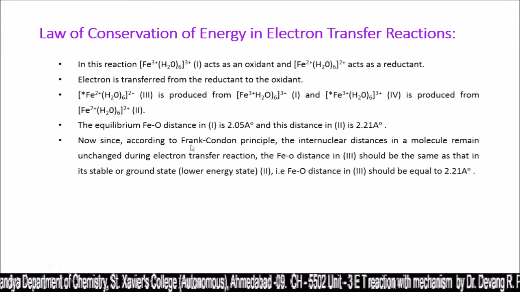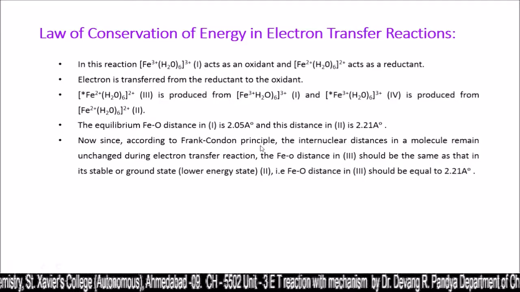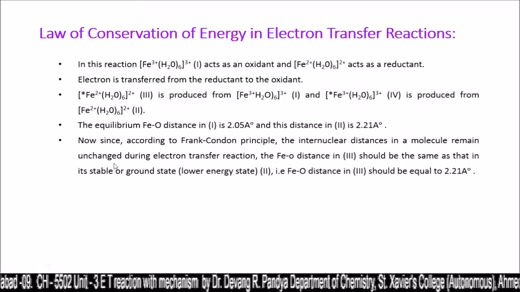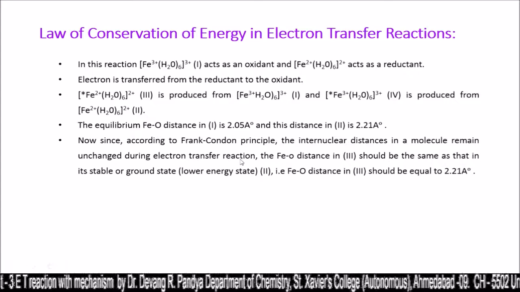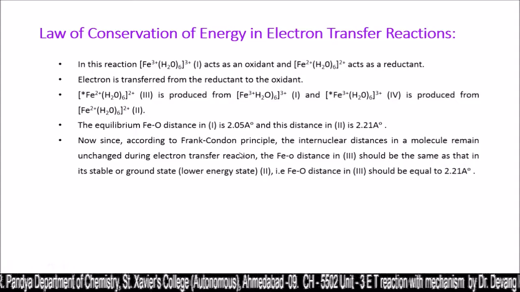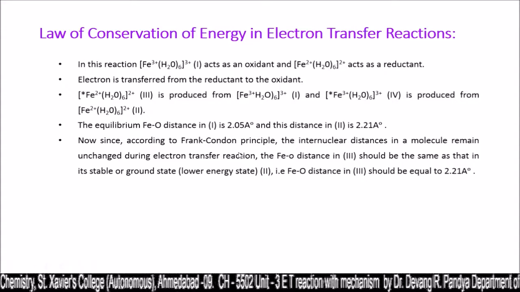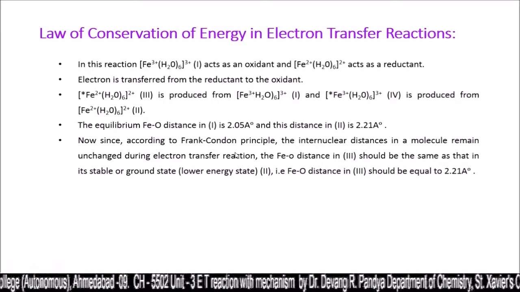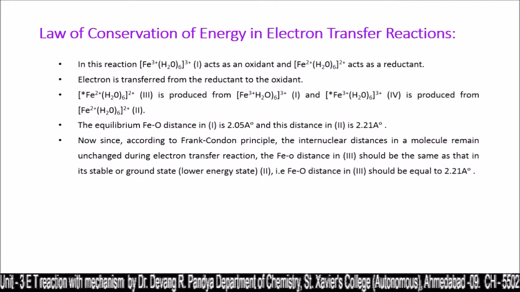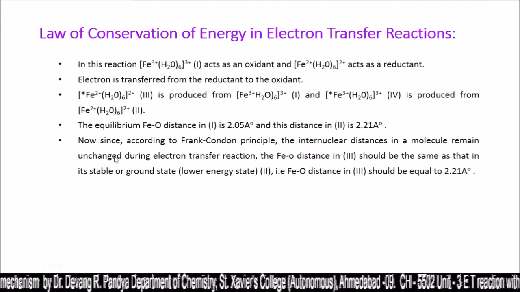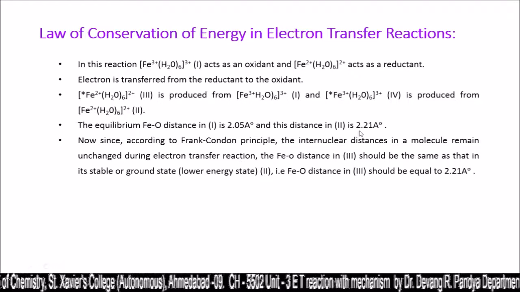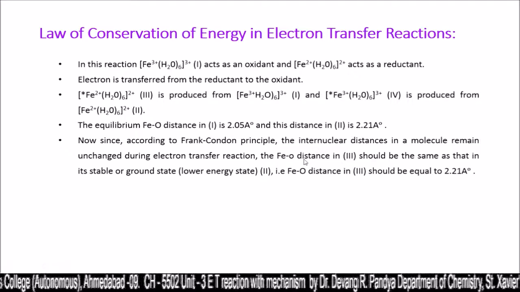Now, according to the Franck-Condon principle, the internuclear distance in a molecule remains unchanged during the electron transfer reaction. This is the Franck-Condon principle. That means the velocity of the electron during the ET reaction is higher than that of the nucleus. So the internuclear distance in a molecule remains unchanged during the electron transfer reaction mechanism. These two values should not change.